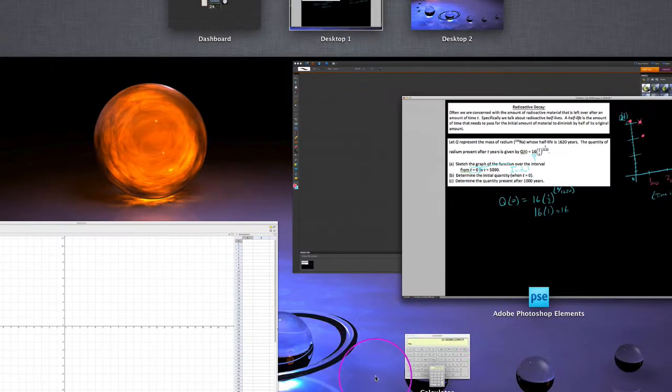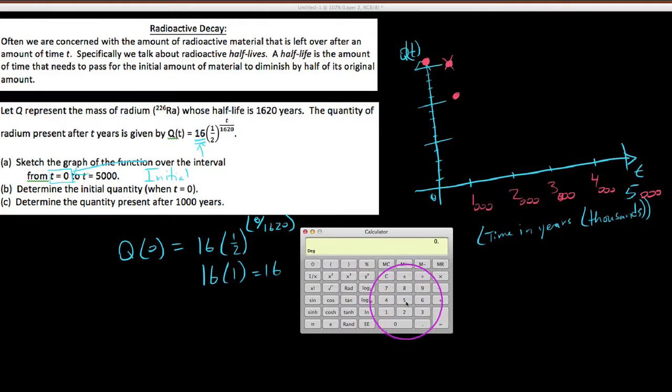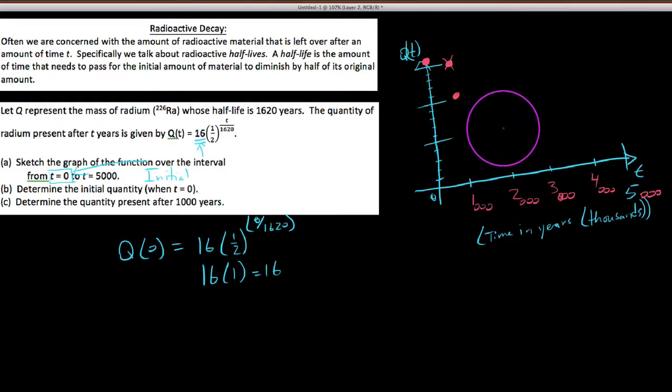After 2,000 years, getting the calculator back out, we'd say 0.5 to the power of, in parentheses, 2,000 divided by the 1620 that's in our exponent, equals, and we'll take this times 16, equals, so about 6.8-ish. So at 2,000 years, we've got about 6.8-ish grams of material left. So I just want to sketch this here.